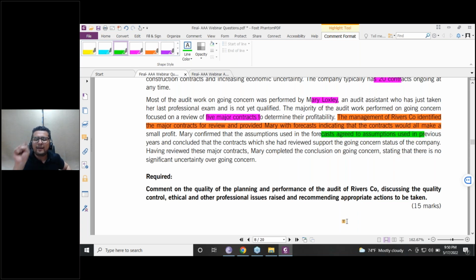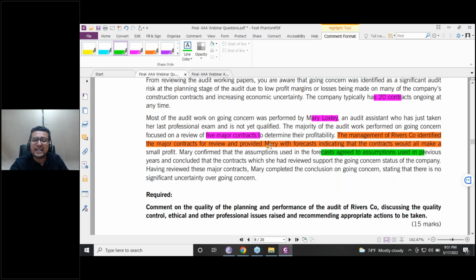What was the first mistake? Mary was not the right individual. Second mistake, only 5 contracts were selected. Third mistake, management has decided which contracts would be evaluated. Fourth mistake, the assumptions have been agreed with last year, which is not the right idea. Having reviewed these major contracts, Mary completed the conclusion on going concern, stating there is no significant uncertainty over going concern. It means there was no review performed, another quality-based issue.